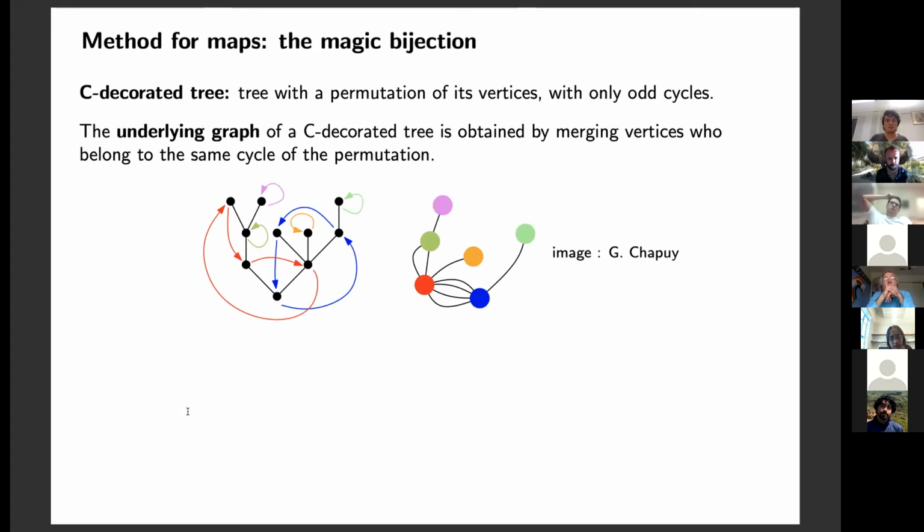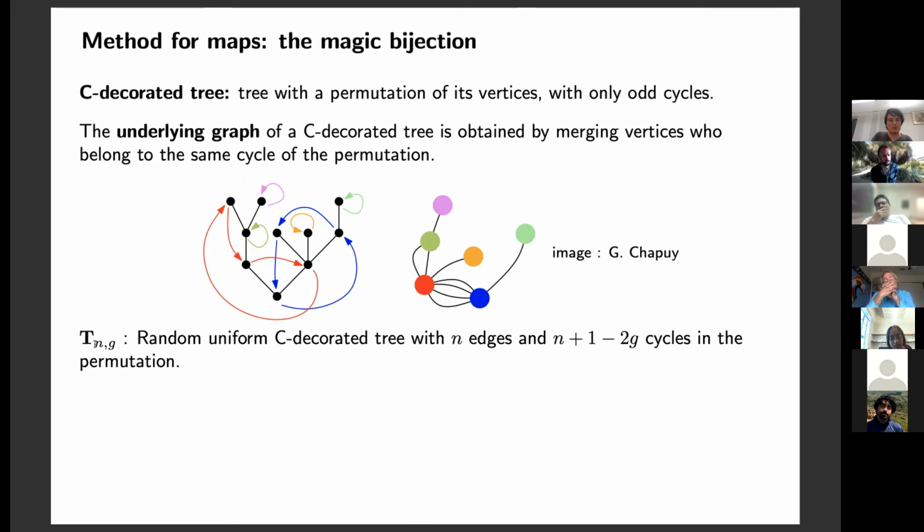between maps and so-called C-decorated trees. A C-decorated tree is just a tree with a permutation of its vertices, like oriented cycles on top of its vertices, with only odd cycles. The underlying graph of this C-decorated tree is obtained by merging the vertices who belong to the same cycle of the permutation. So you can see here, if you merge all the red vertices, you're going to get this big red vertex, and so on and so forth. So the underlying graph of this one is the same as this one.